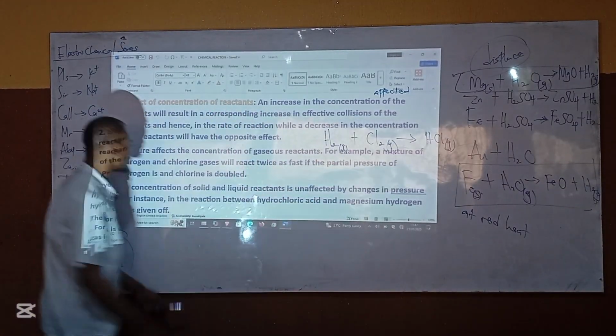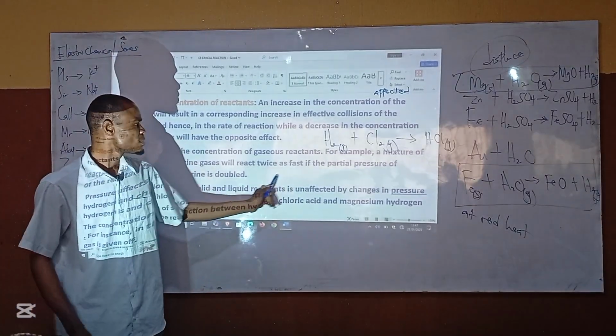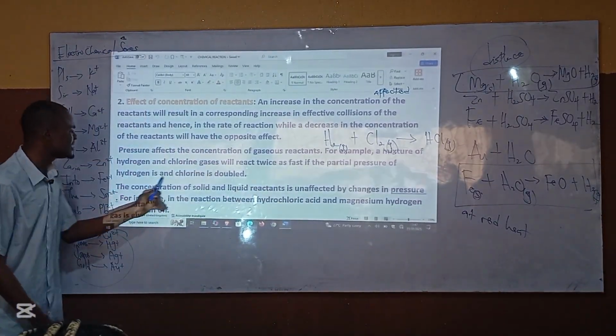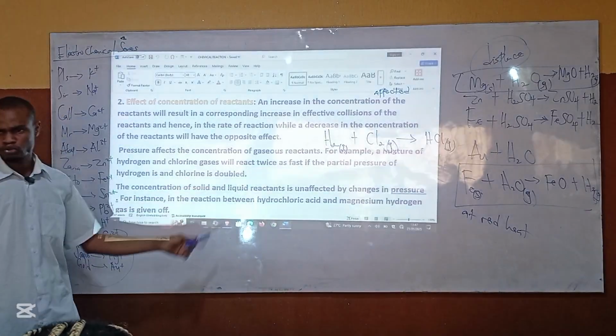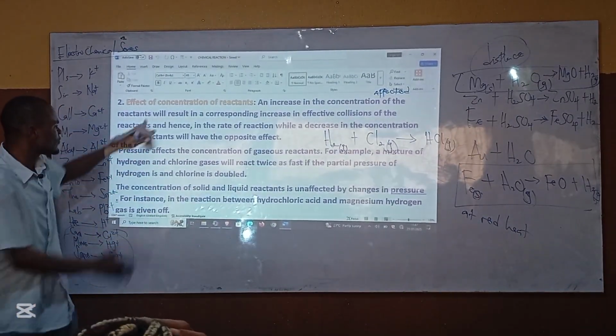For example, hydrogen and chlorine gas will react twice as fast if the partial pressure of the hydrogen and chlorine is doubled. It will double their pressure. I get it now. Now that is for pressure.